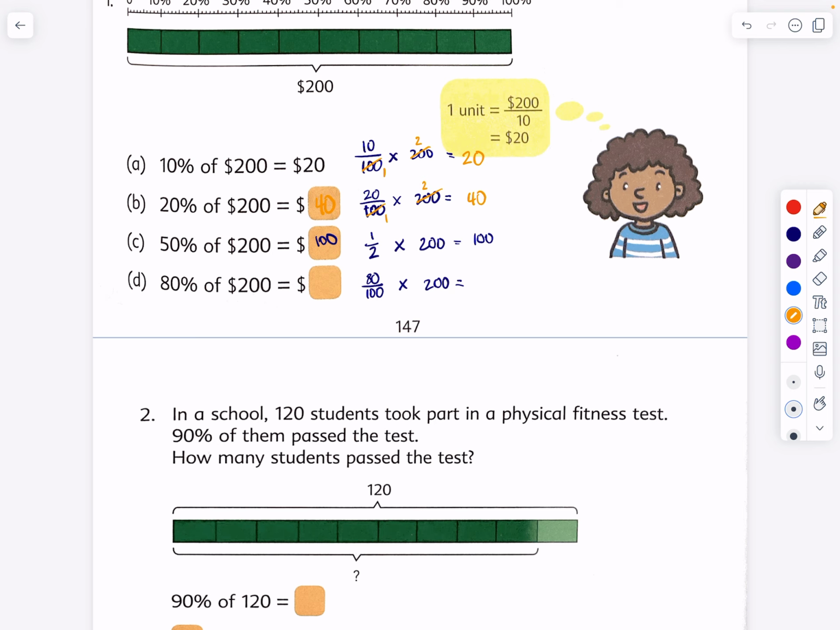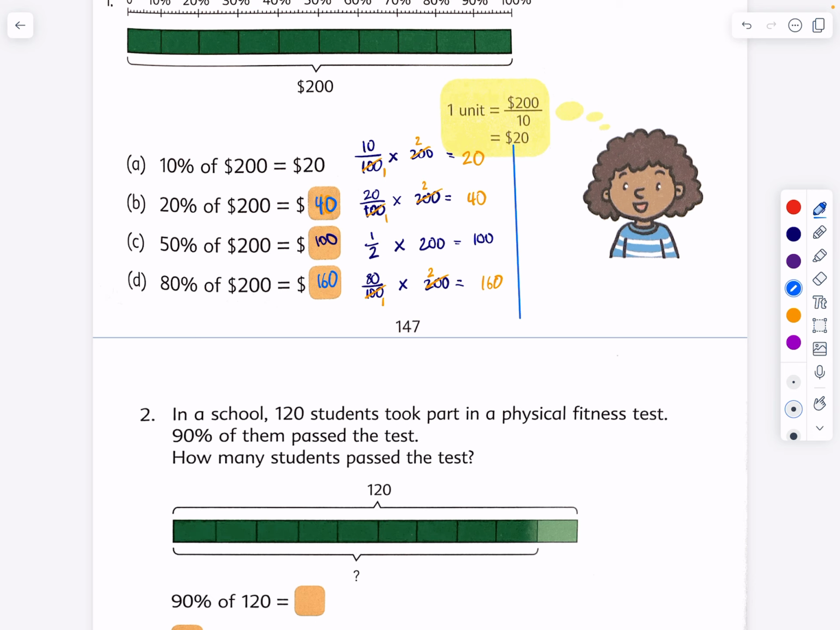Now, 80 hundredths of 200. Again, let's reduce 200 and 100 to 2 and 1. They're both divisible by 100. 80 times 2 is 160. So, $160.